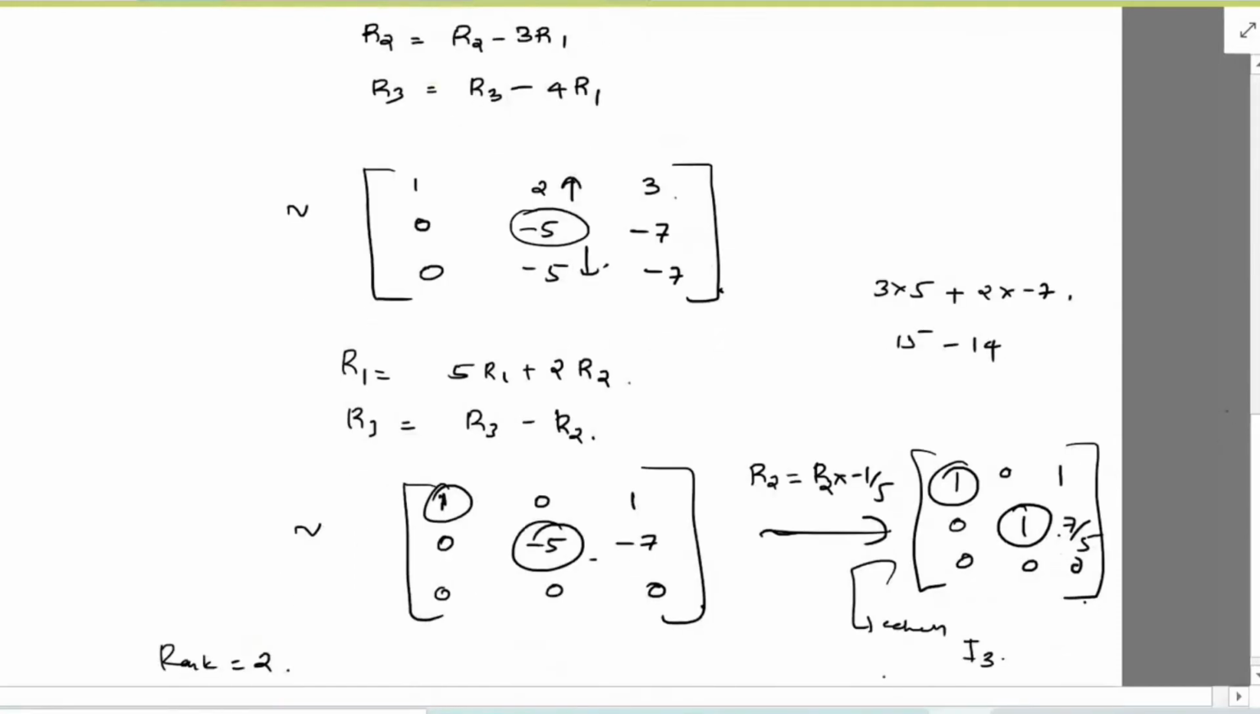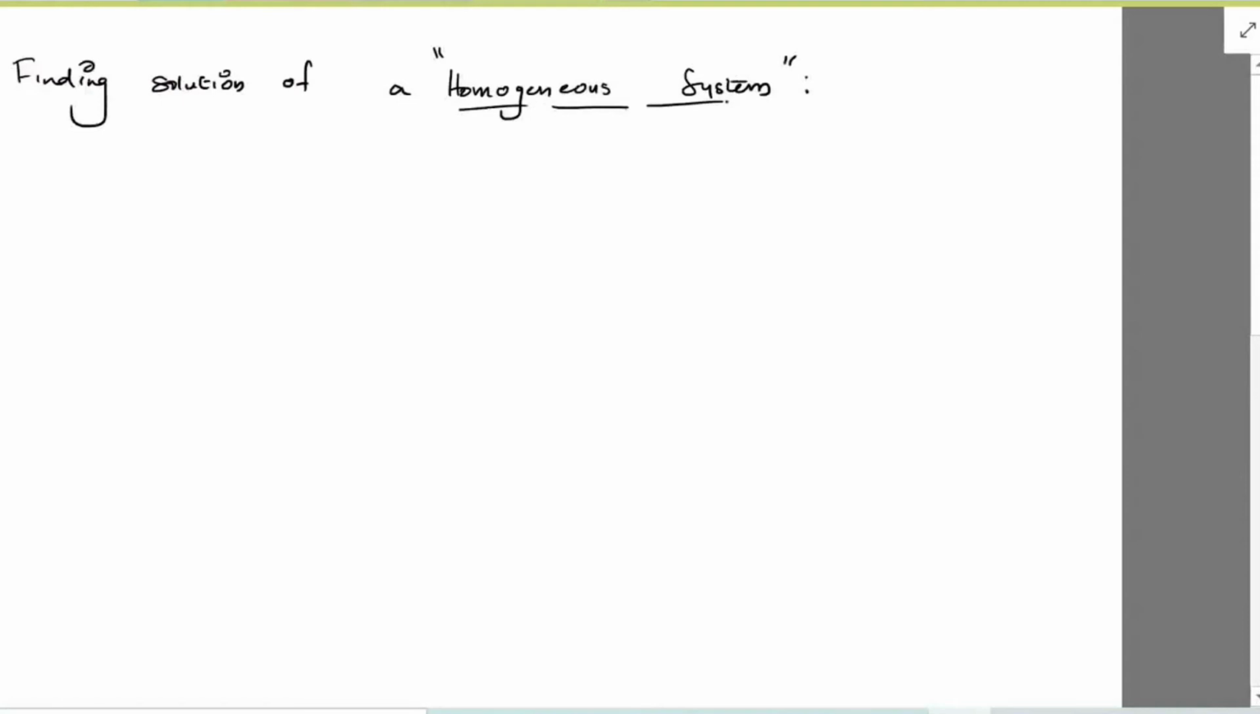Okay. So next we are going to discuss finding the solution of a homogeneous system using the method. The method is called the Gauss elimination method.